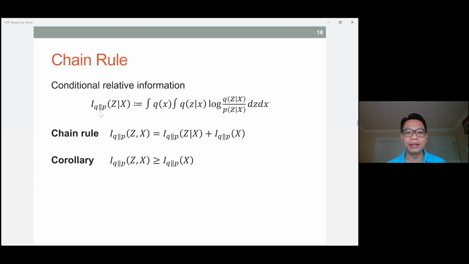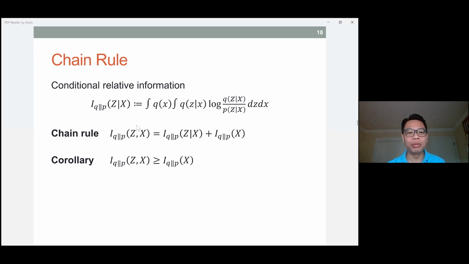Previously I had the information between P and Q on some random variable X. Now, instead, I'm going to say, what is the information between P and Q of Z given X? You should think of this X as maybe something that we observed, and then we ask, what is the information on Z given that X has been observed? What's the distance between two distributions now that X has been observed? The way to do this is to look at the KL divergence or the relative information of these two, of Q, log Q over P, but for the conditional distribution of Z given X. And then I have to average it out over the true distribution of X.